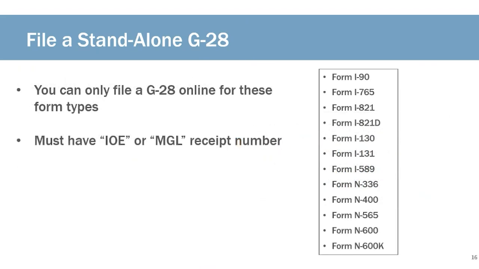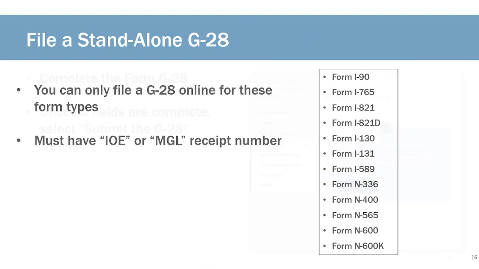The representative might also get an error message because they tried to add a case that isn't one of the ones we process electronically. You can only file a standalone Form G28 online for these form types if the receipt number begins with IOE or MGL. And I wanted to make a note that the I-129 should be in this list as well. The form types are listed when you're searching for the client's case in your online account. You don't have to write them down now.